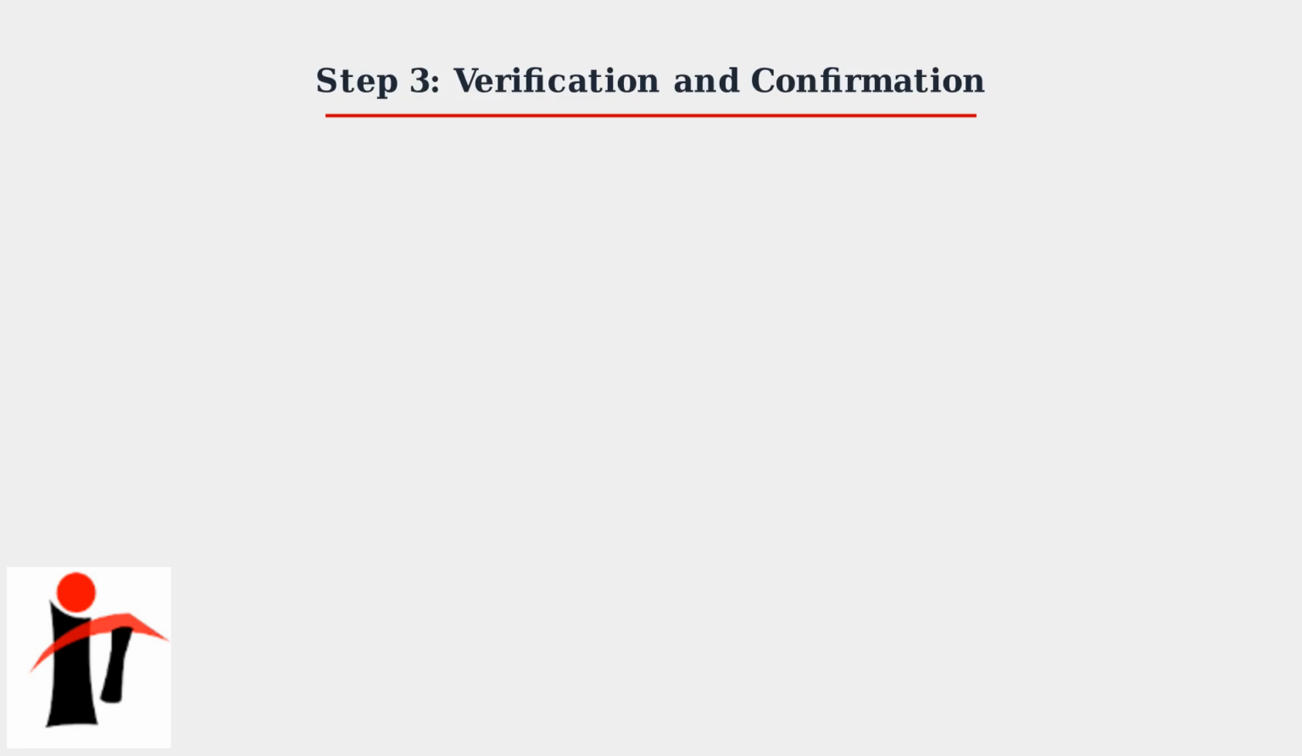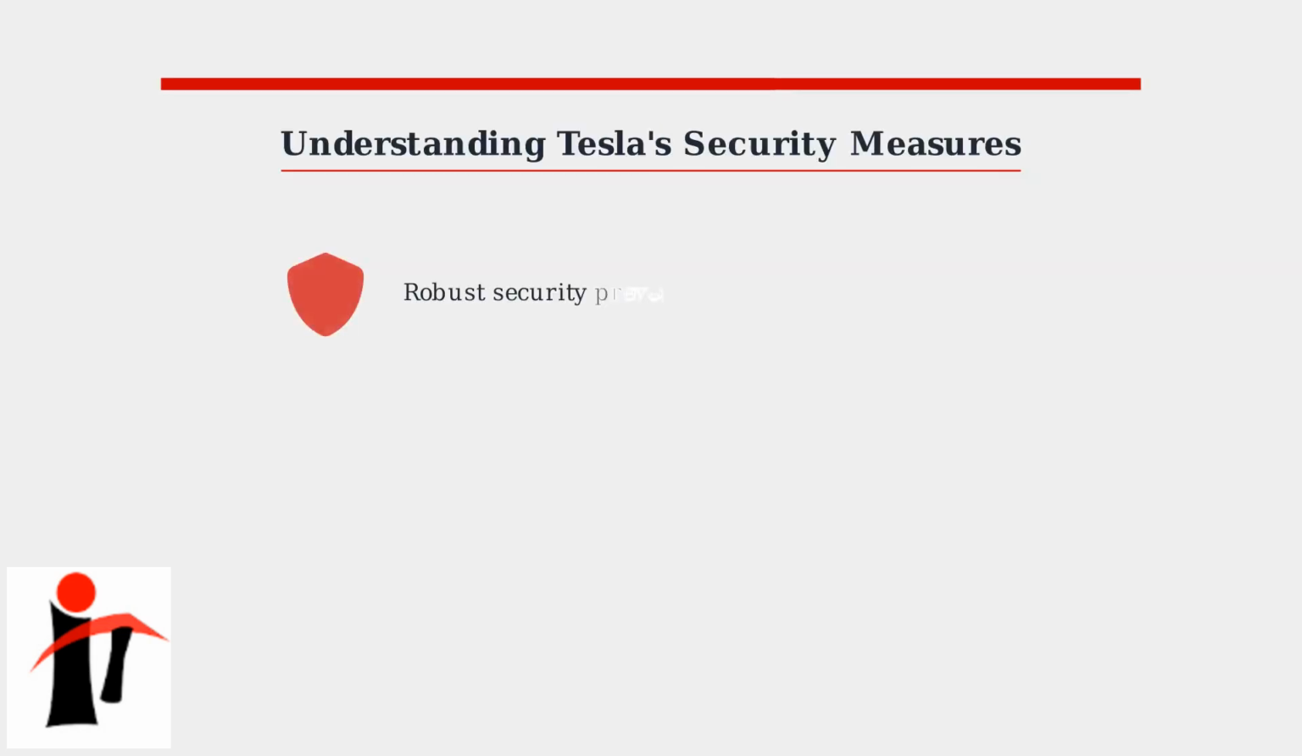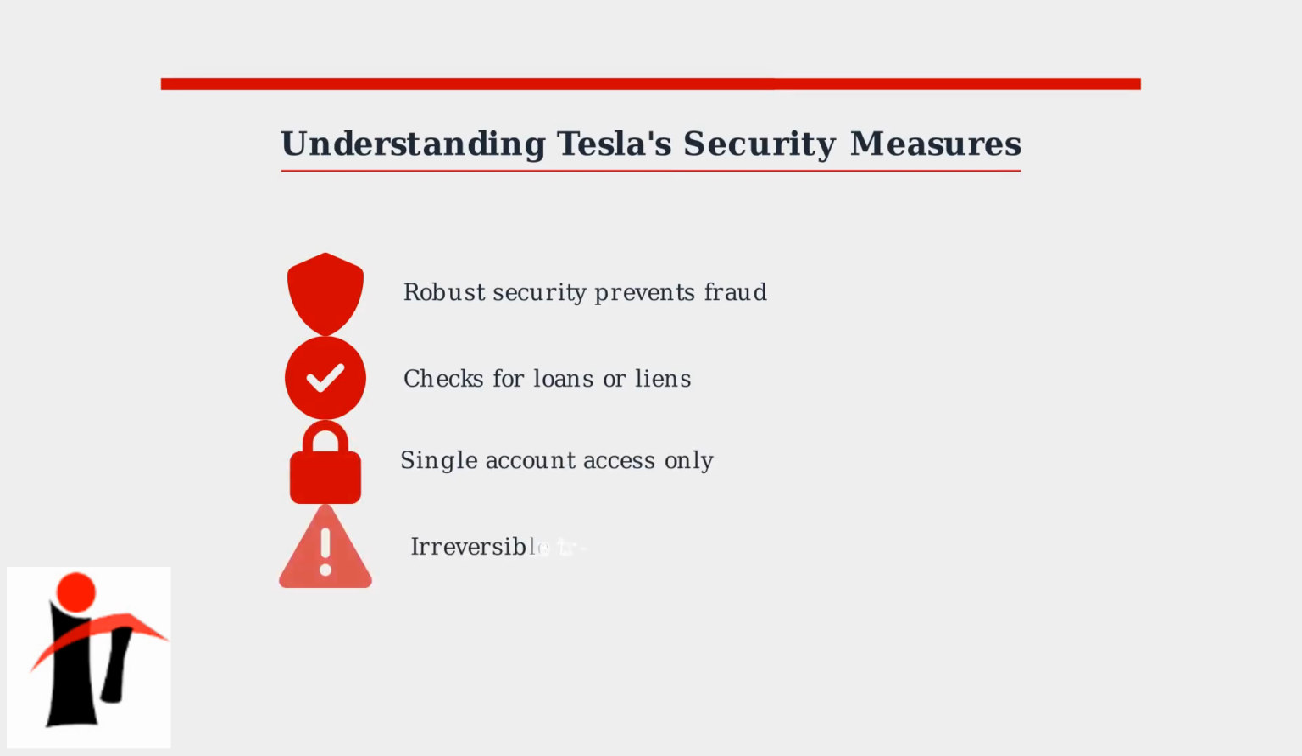Throughout the process, account linking and geolocation add further protection. Once all verifications are complete, your Tesla is successfully added to your account with full access to all features. Tesla uses robust security to prevent fraud and unauthorized access. The system checks for outstanding loans or liens on the vehicle through integrated services. Multiple accounts can't access a single car simultaneously. Transfers are generally irreversible without Tesla support, so ensure all information is correct before proceeding.